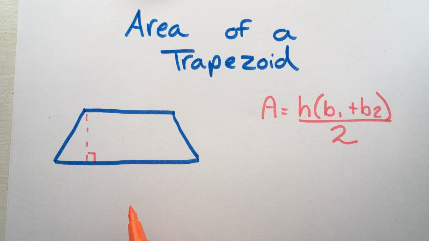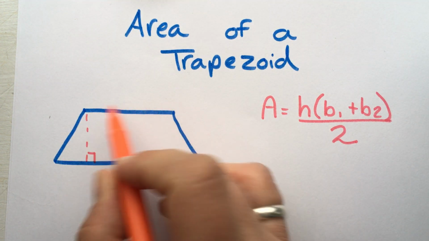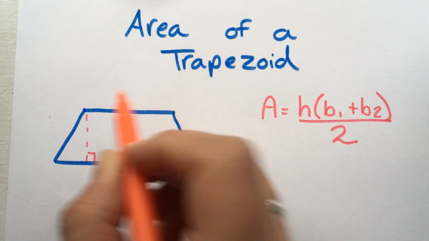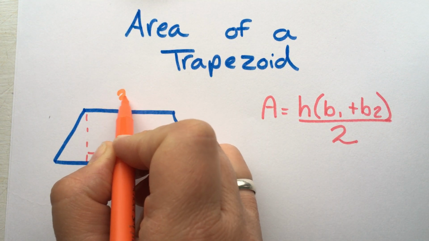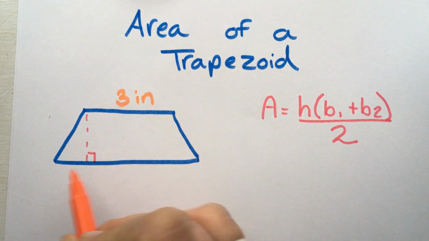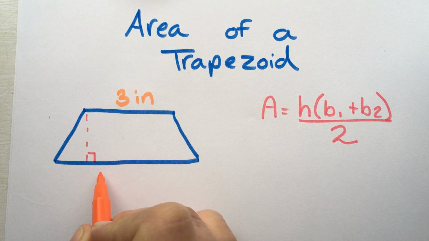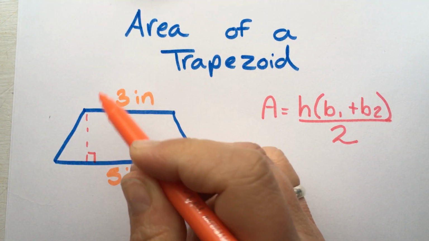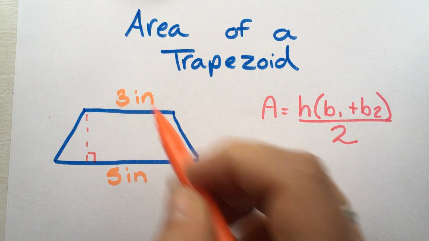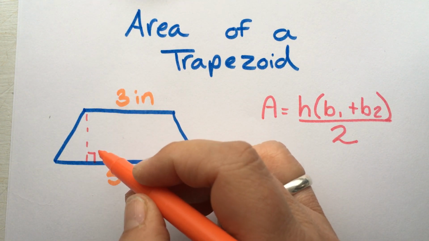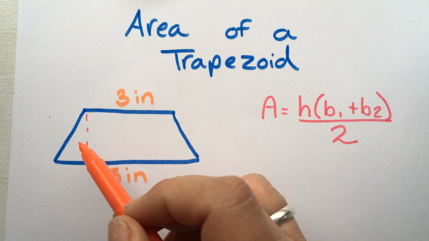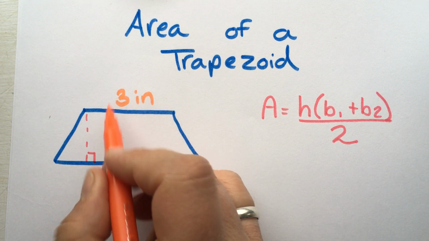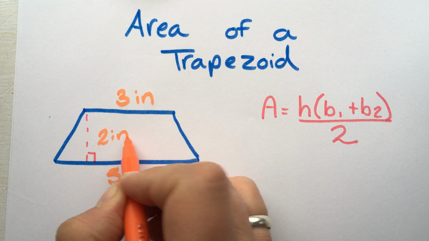So what if I have this trapezoid and I say the top here, we're actually going to call this base 1. That's what the B1 stands for, base 1. So base 1 is 3 inches. And the bottom, or base 2, is going to be 5 inches. And again, H stands for height. That's the shortest distance from the top to the bottom. I don't want to use any of the diagonal sides they give me. That is not the shortest way. So I'm saying this one is 2 inches, okay?